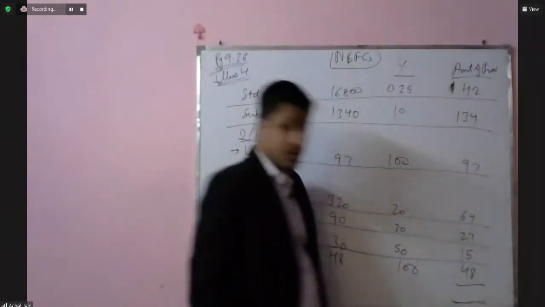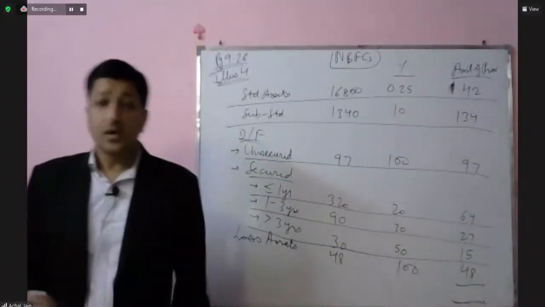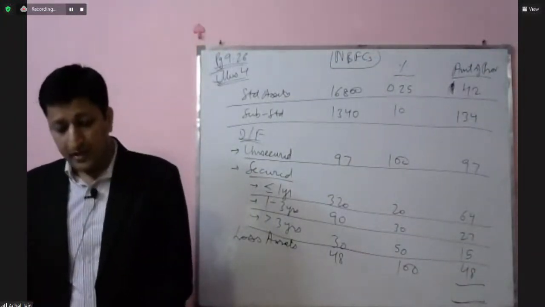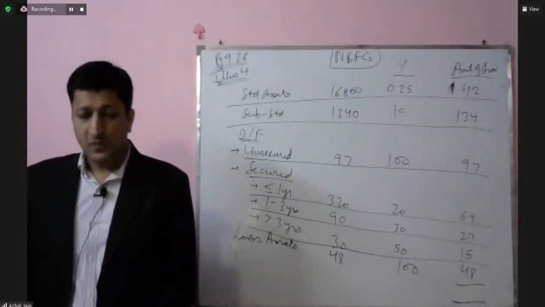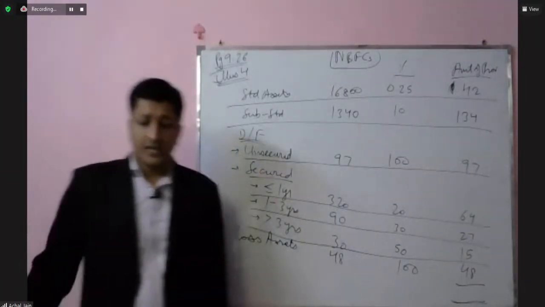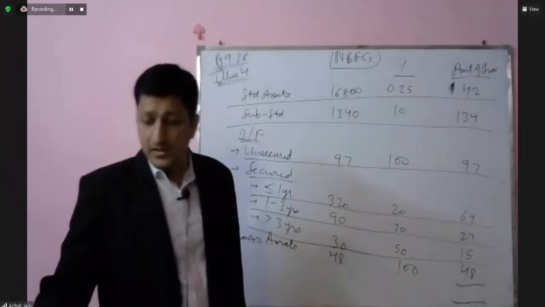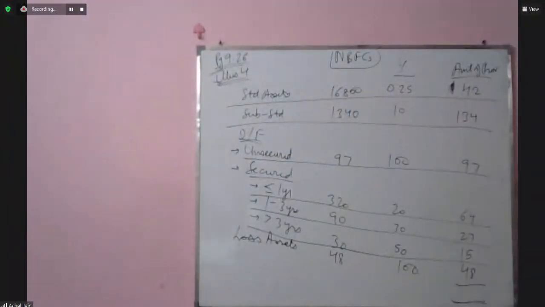So all in all, what's the amount of provision that we are required to create? Tell me quickly. What's the amount of provision? Yes, quickly. All of you solve this. What's the amount of provision we are required to create here?